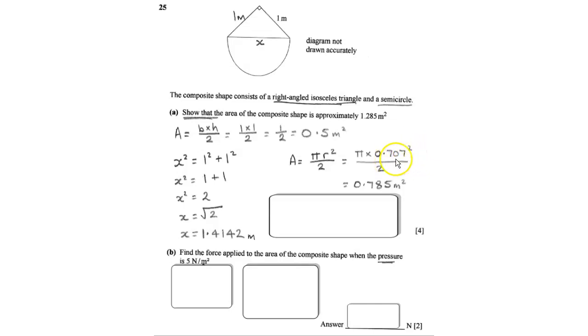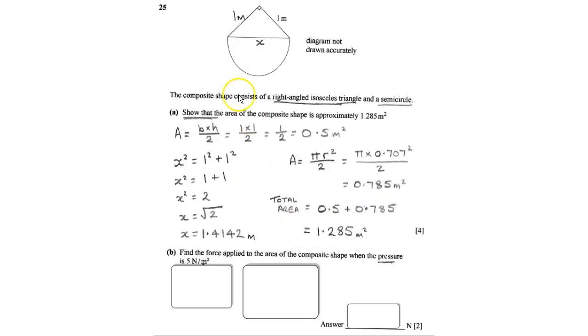So it's pi r squared divided by 2 because it's a semicircle. And when we put that in the calculator, we should get the area of the semicircle should be 0.785 metres squared. To finalise everything is the area of the whole shape. So we've got the area of the triangle, which is 0.5 metres squared, and the area of the semicircle, 0.785 metres squared, and add them together to get the total area, which is 1.285 metres squared.